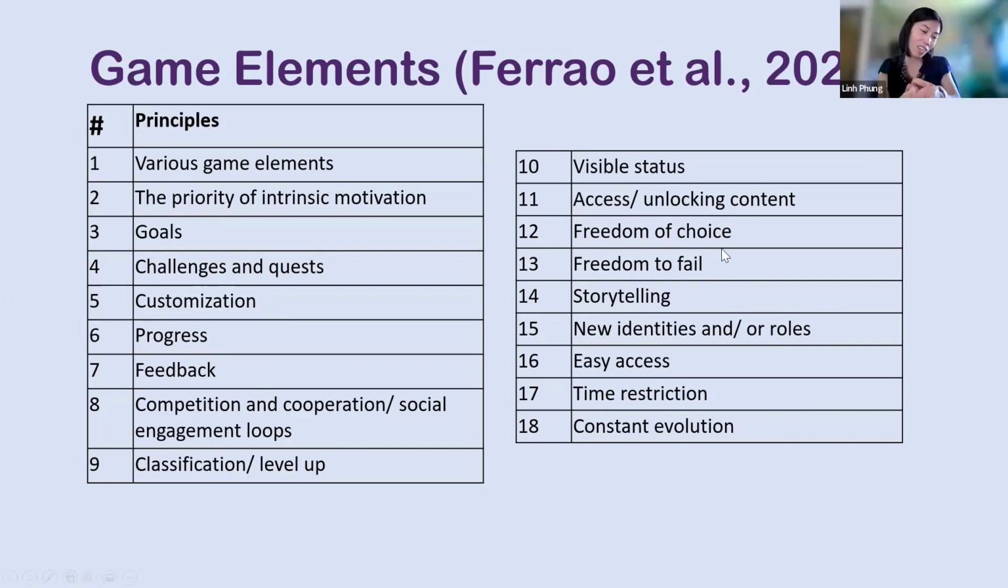Okay. Since we don't have much time, I'm gonna talk through this. This is a long list. I'm happy to explain this more because I have to consider all these when I design the app as well. Some people are surprised with element number 13, the freedom to fail. This is interesting because in the game environment, learners can try something over and over again. They have the freedom to fail, which is a good thing.